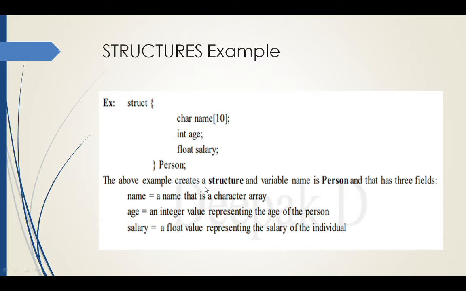So this above example creates a structure, and the structure variable name is person, which has three fields: name, age and salary, where name is a character array, age is an integer value representing the age of the person, and salary is a float value representing the salary of the individual.